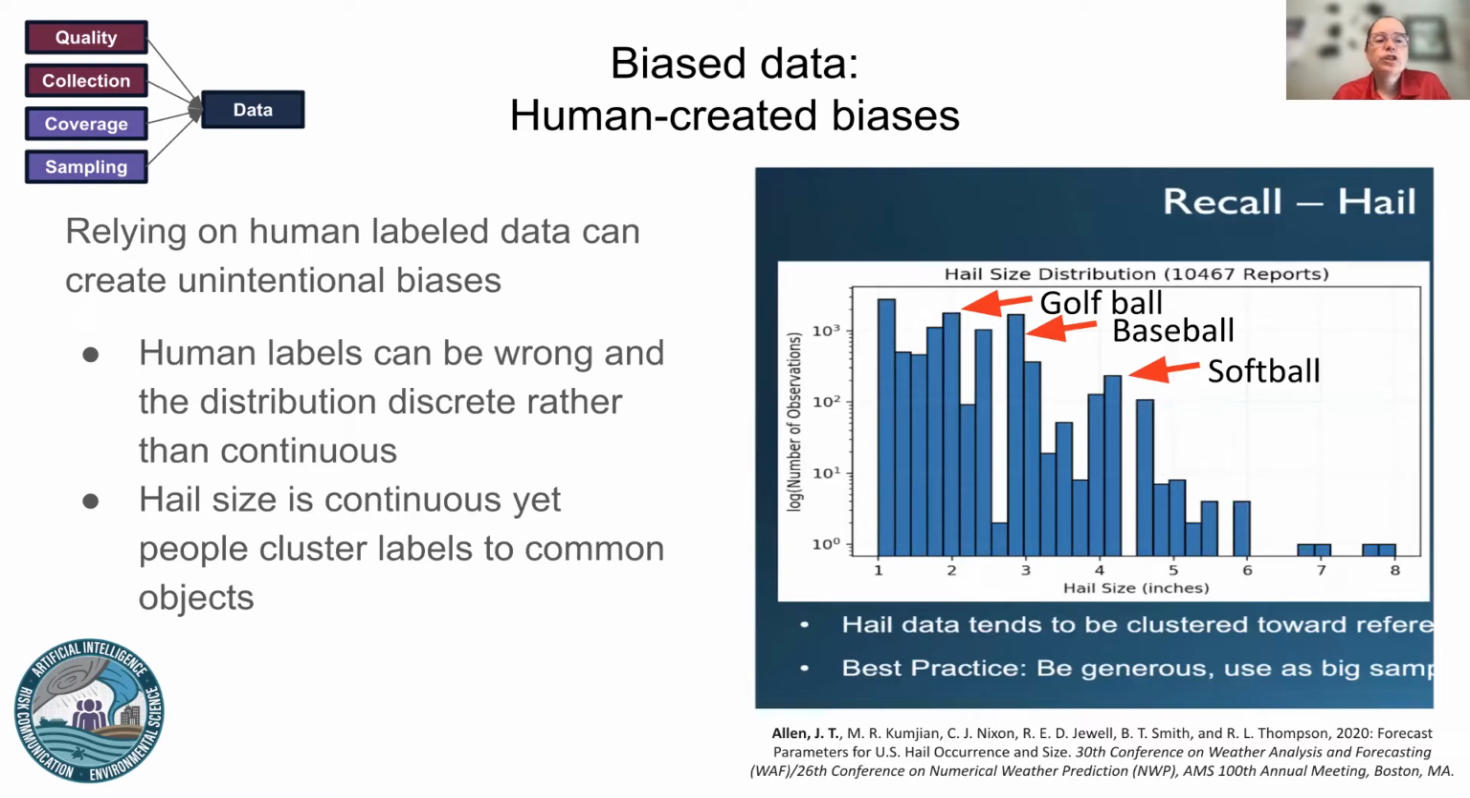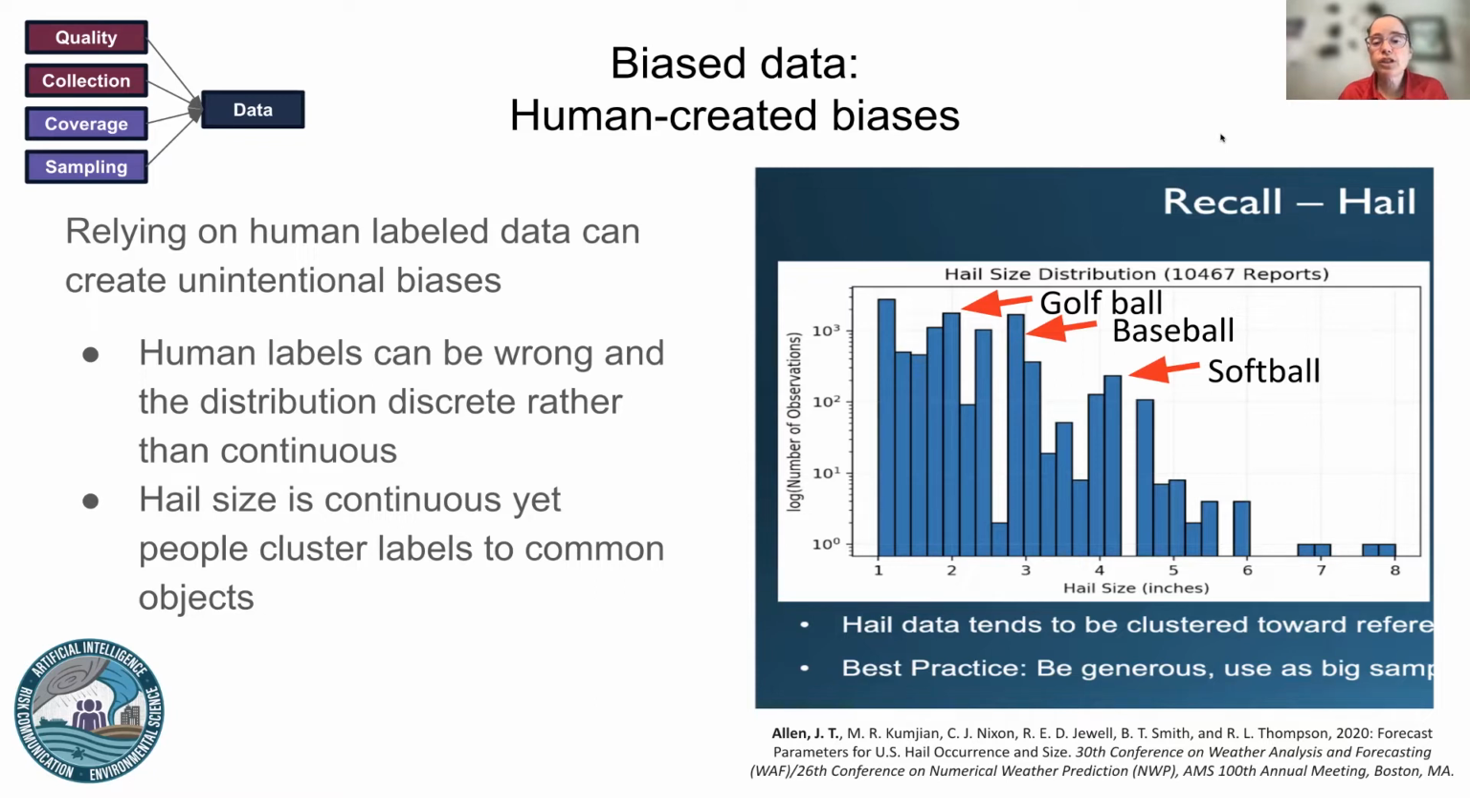There are other ways in which the population biases could affect things. So we were talking about that we can't necessarily fly everything into a hailstorm to measure all the hailstorms. You rely on the labels from the humans. The humans are going to take their hail objects and they're going to create unintentional biases by trying to equate them to common objects. So rather than measuring the hailstone, they just pick it up, put it in their hand, and say, that looks like a softball, that looks like a baseball, that looks like a golf ball. And you get spikes. And you end up with a discrete distribution rather than a continuous distribution, when in fact, hail is really a continuous distribution.